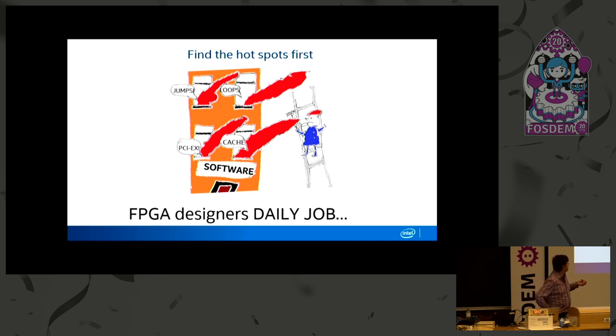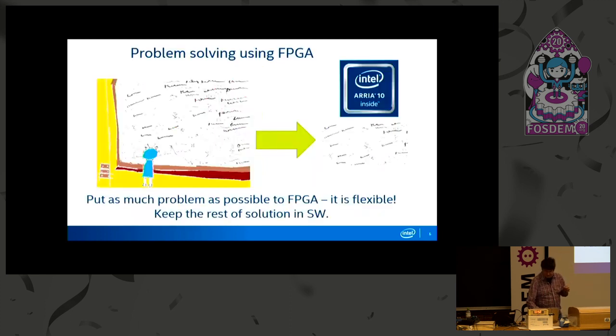The first step is to find the hotspot and understand how your system works. Finding the hotspot is a very important thing, to find a problem that you want to solve using the FPGAs. The FPGA has a limited size, and not every problem can be solved.